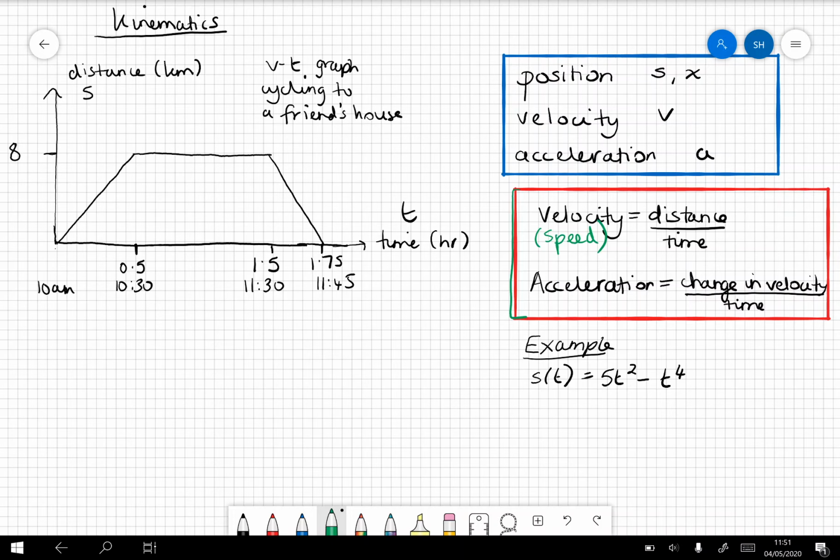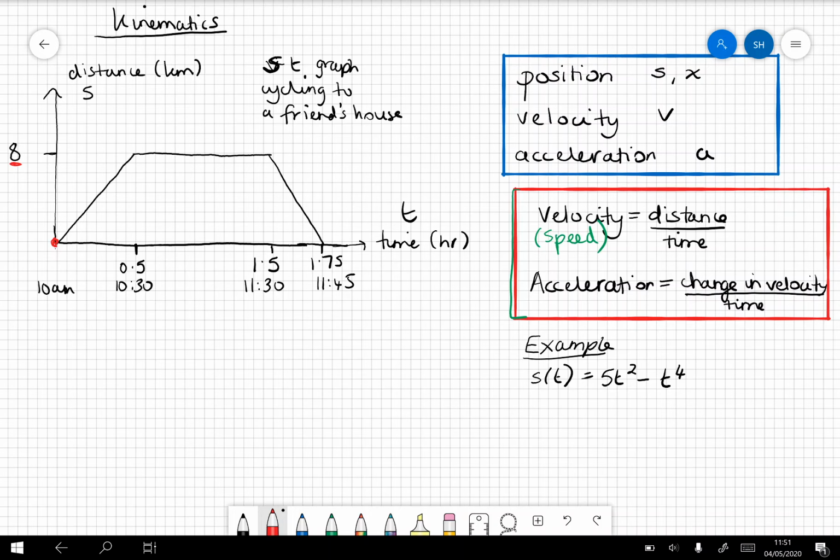And if we bring that onto a graph, I've drawn the graph in advance here, and this is a position graph, although I've written VT, I should have written ST. This is a position time graph or a distance time graph. And the scenario here is, suppose this is you cycling to your friend's house. So you start off at your home here, and you take half an hour to cycle to your friend's house, and your friend's house is 8 kilometres away. So you cycle fairly slowly because it's uphill.